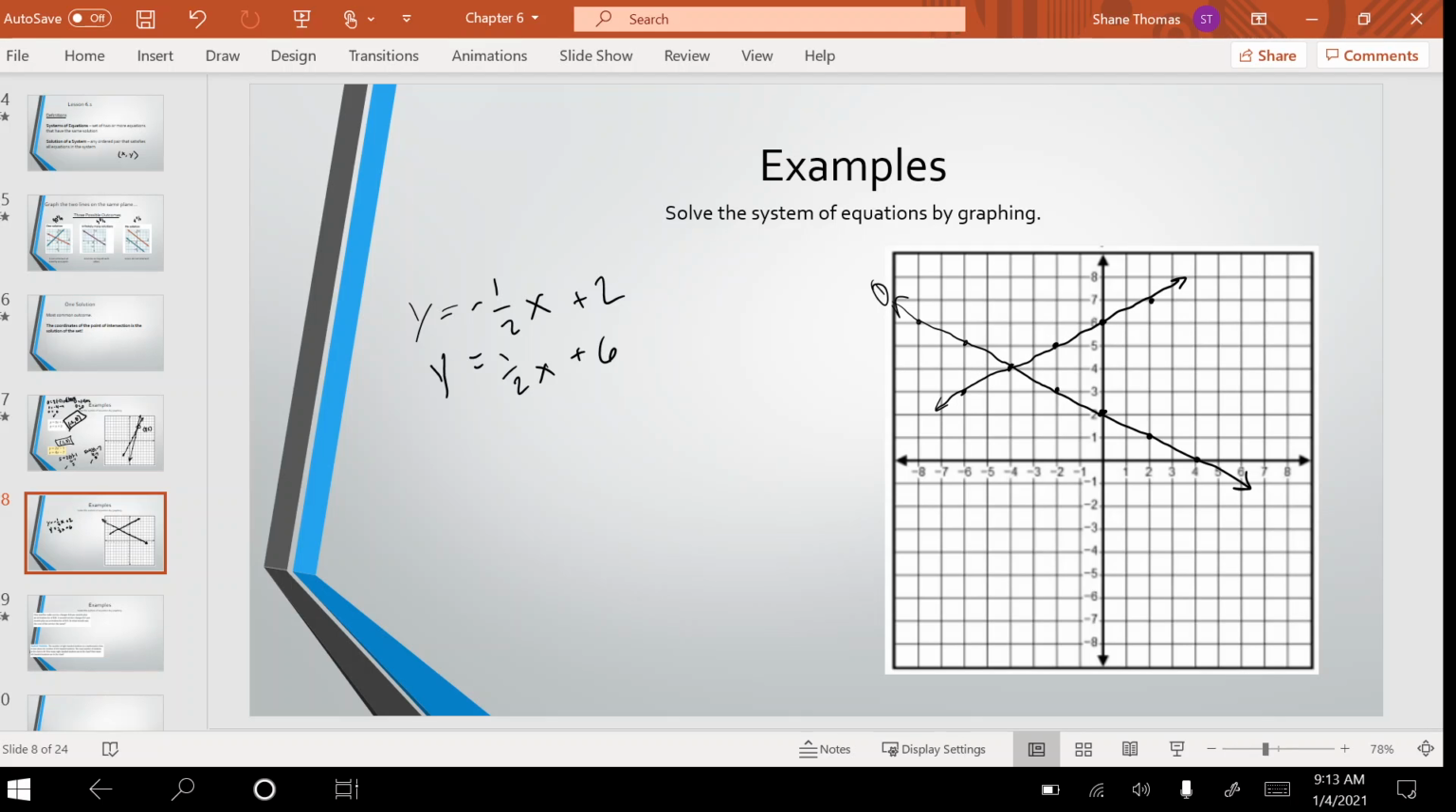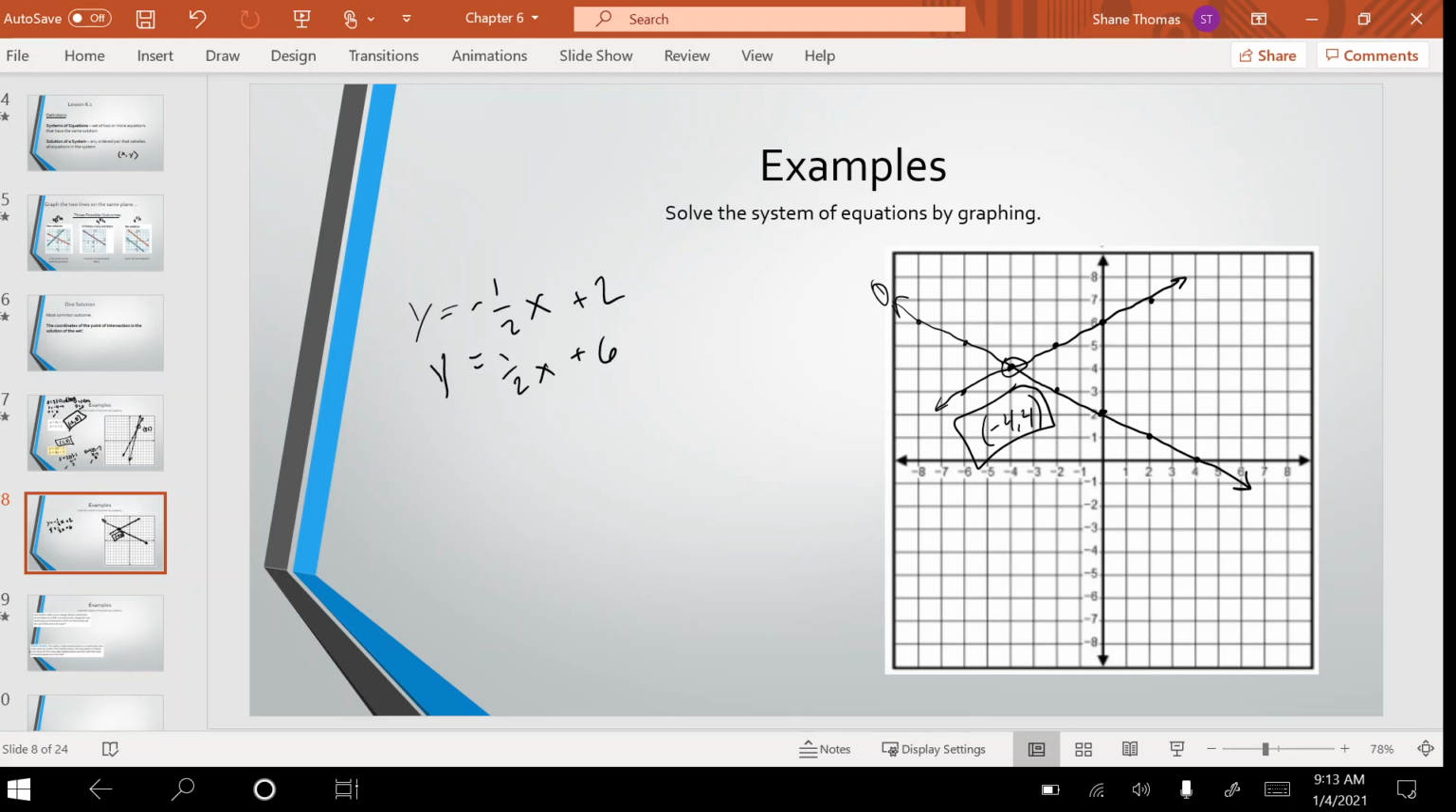Boom, right here. All right, what's that point? Good, negative 4, 4 is that point. Bingo. Negative 4, 4. Where they cross, you plug it in, check it, you're going to come out just fine, right? Questions on that? How many of you guys got negative 4, 4?